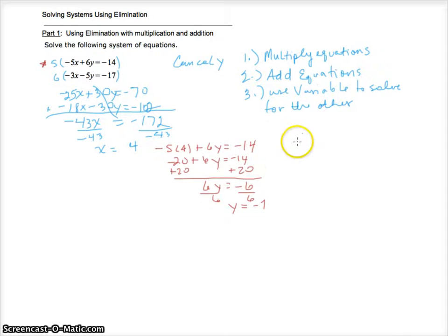And so my solution is going to be an ordered pair, 4, 1. Let's go look at another example.